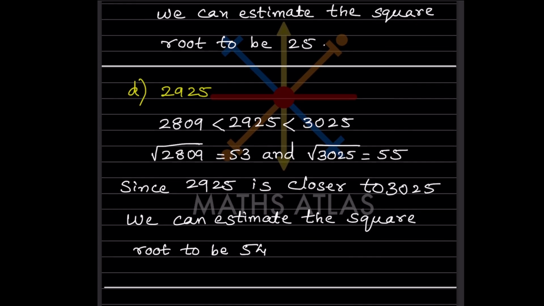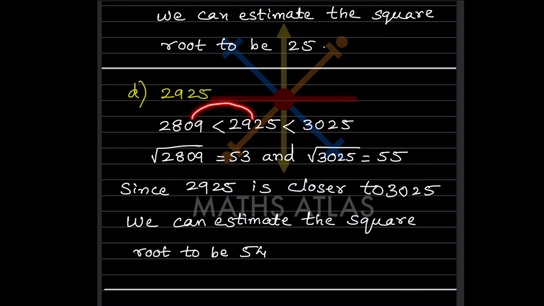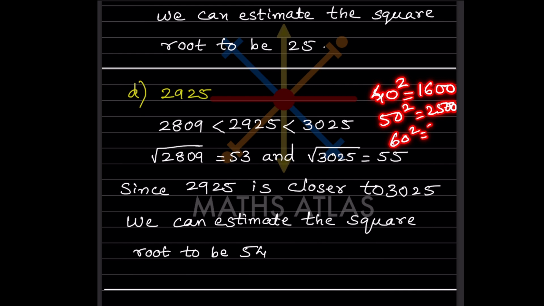Now here, because this is a big number, you can just try how it can be. See, 2925. It is going to be somewhere around 40 square, that is going to be 1600, and 50 square is going to be 2500, and 60 square is going to be 3600. So definitely this number will be somewhere in the 50s, because the others are not possible. So you have to just look before this for which will be a perfect square.